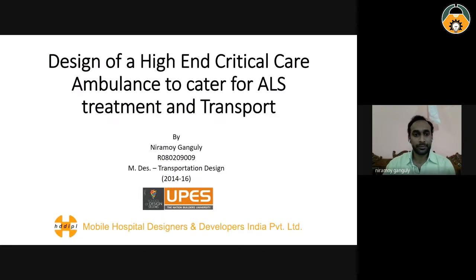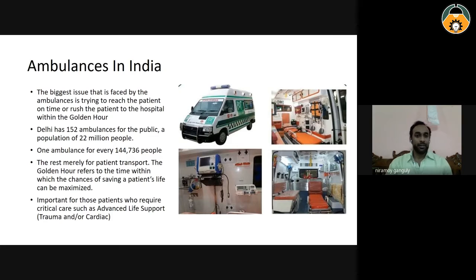So I want to bring this particular project up because this was my design. This is my thesis project for my masters, where I was with this company, Mobile Hospital Designers and Developers, to create an ALS ambulance where you can have treatment protocols and transportation within the ambulance itself. So again, I tried to put my understanding of what the market is, to understand what is available in the market, and to get feedback from the people who are actually operating.